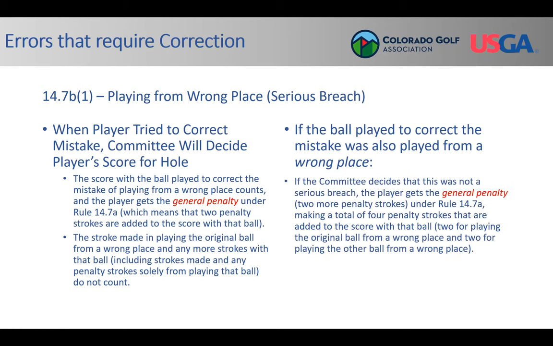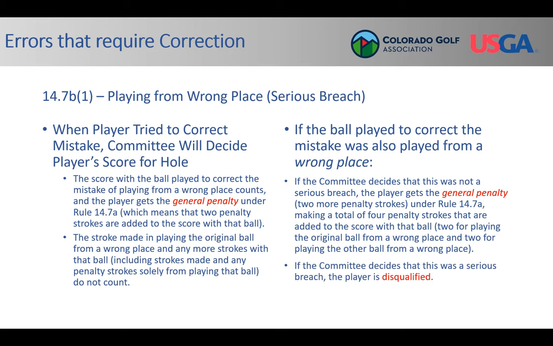If the committee decides that we got that second golf ball and tried to correct the mistake in a wrong place, but it wasn't necessarily a serious breach, we almost got it right. We were close enough to getting it right, but we were still in the wrong place. We're going to get another general penalty, because we're going to get the general penalty of playing that original ball from the wrong place with a serious breach. But unfortunately, we have to give you another general penalty for playing from the wrong place twice. Even though we almost got it right, we're still going to have to give you another one for trying to correct it and still getting it wrong. So we're getting that total of four penalty strokes, adding to that ball, and then adding up our score from there.